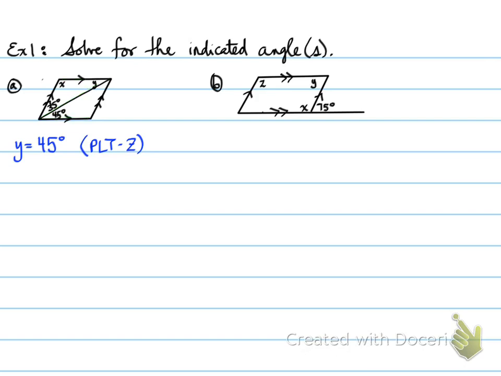Next, we need to figure out what X is. Well, now I know what this is. So I have 35 here, I have 45 here, I can determine X. How do we determine X? Well, X is equal to 180 minus the sum of 35 plus Y. Y was 45. So X is equal to 180 minus the sum of 35 plus 45. And that will give us a total of 80.